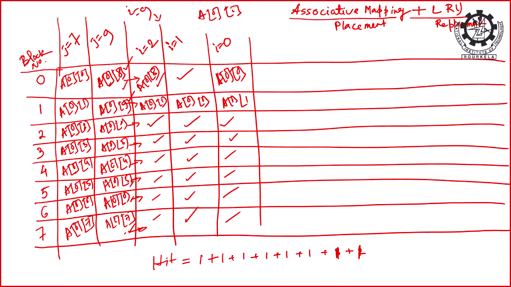Okay. So, this is for the associative mapping, and then you start counting how many times hit: 1, 2, 3, 4, 5, 6, 7, 8. So, then the hit ratio will be 8 by 20. In direct mapping, we found that it is 2 by 20.